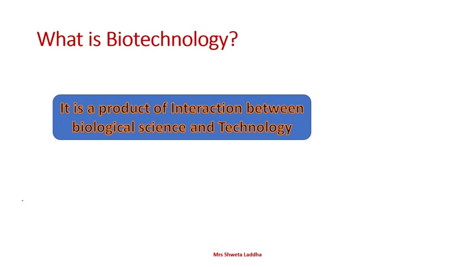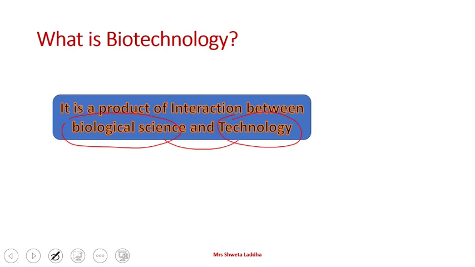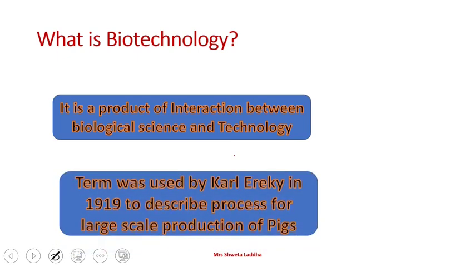So, interaction between two things: information or knowledge about biological science, and applications with the help of using technology. When these two sciences interact together, whatever product we obtain, that is nothing but a product of biotechnology.